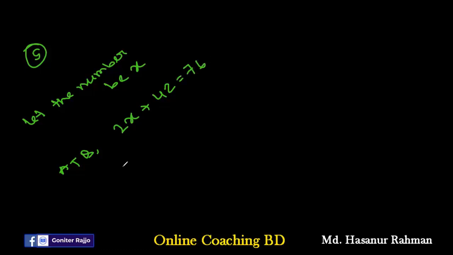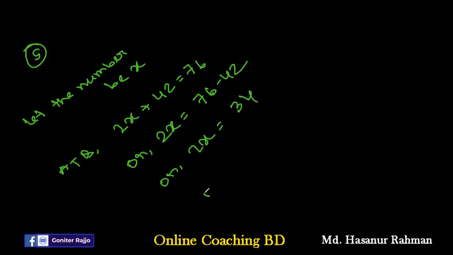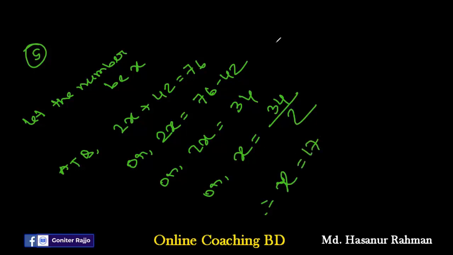Then what will we get? We have to subtract 42 from both sides. So 2x equal to 76 minus 42, that will be 34. Now we have to divide both sides by 2. Then x will be 34 divided by 2. Therefore, the value of x will be 17. And that is the solution of number 5. So the number will be 17.